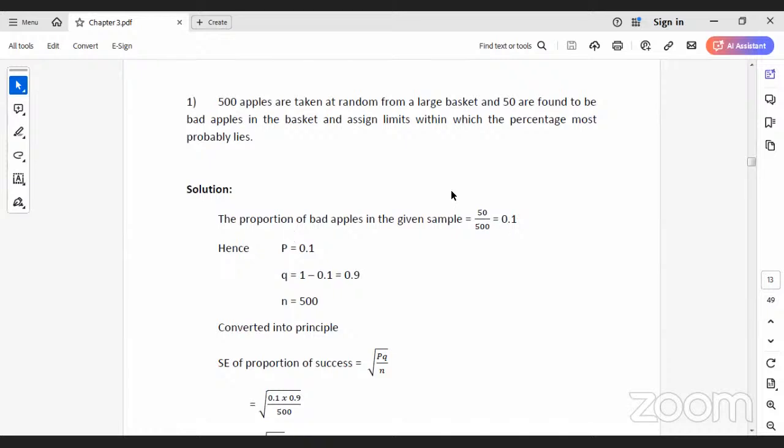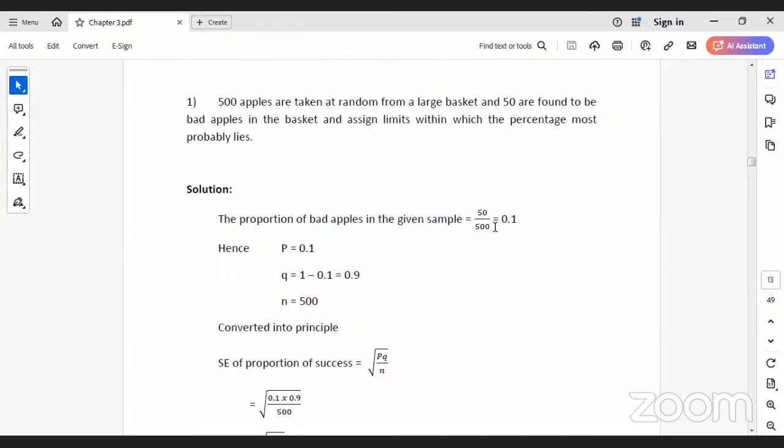Okay. So here this is a sample. This is a success. We need to get the probability of success. It is 50 divided by 500, which is equal to 0.1. The proportion of bad apples in the given sample is 50 divided by 500. That is 0.1. So hence P is equal to 0.1.